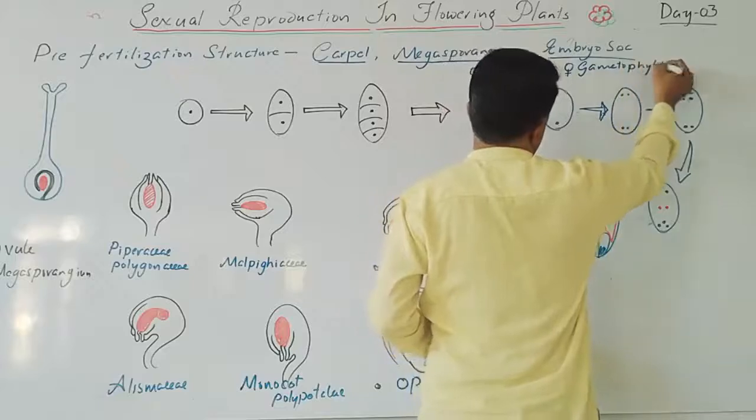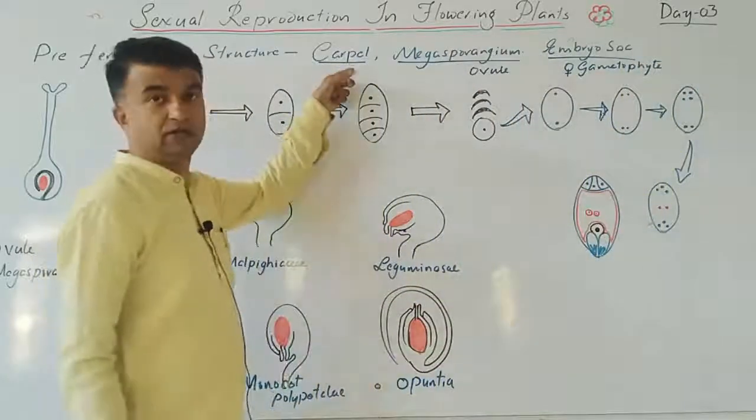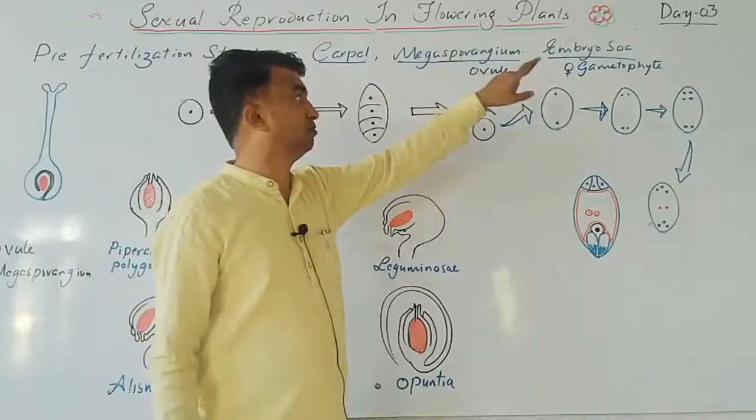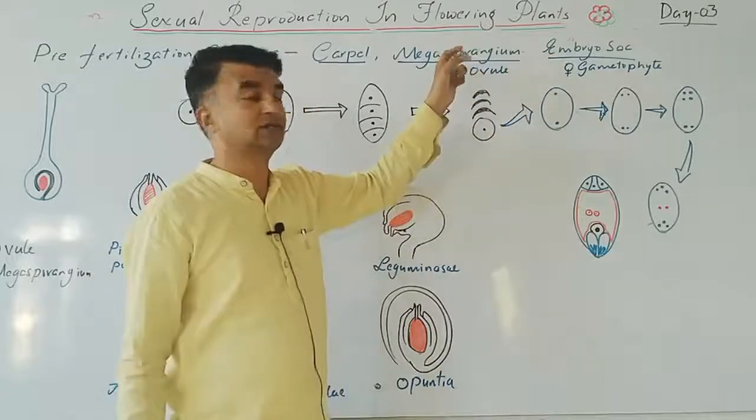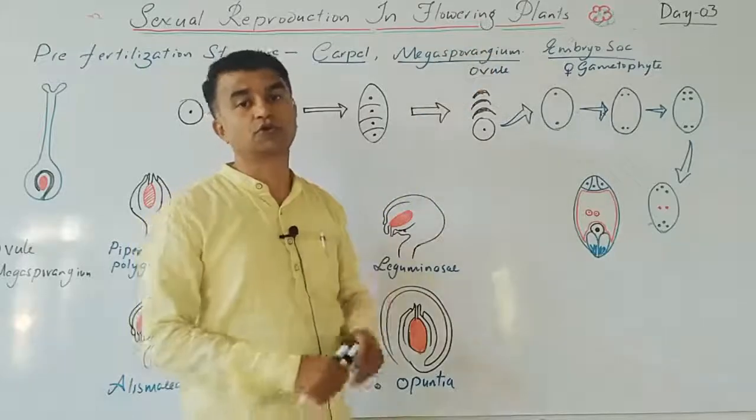Similarly, in the male one, the stamen is given, the microsporangium is given, and inside the microsporangium, pollen grains are produced. Pollen grains are the male gametophyte. The microsporangium is where microsporogenesis takes place.